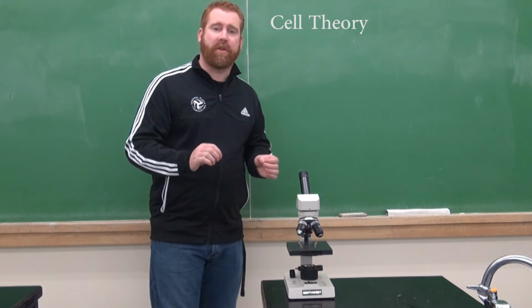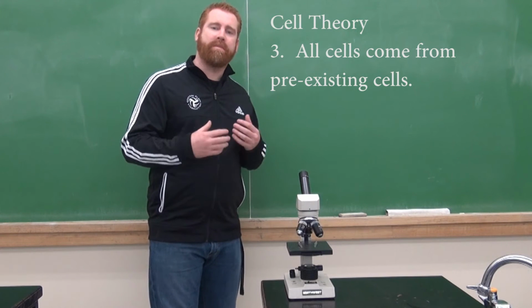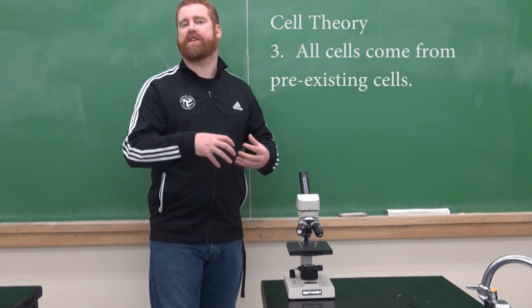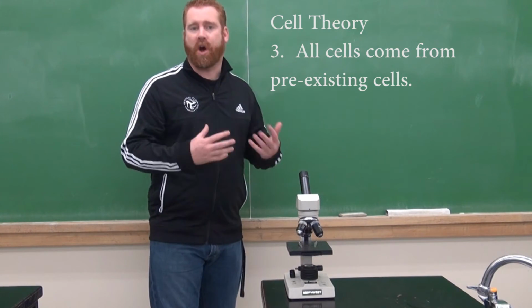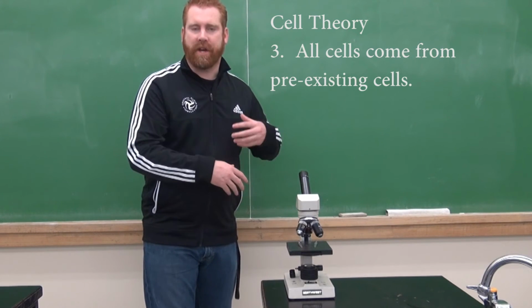The third point in the cell theory is that all cells come from pre-existing cells. Now, what that means is that in order for there to be new cells, they've got to come from cells that already exist. And that happens through a mother cell producing daughter cells. And this allows for the transfer of genetic information onto the next generation.